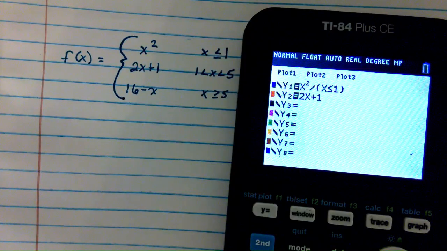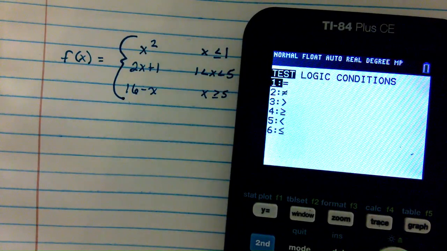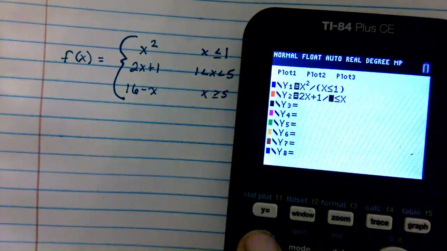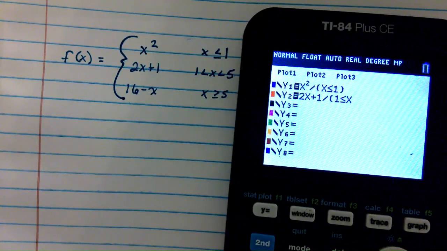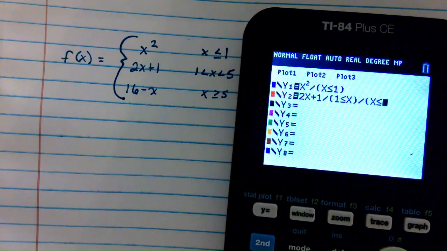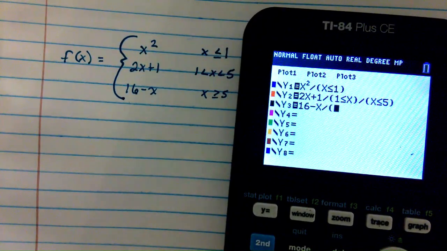And if you remember in my previous video, I said you have to type this in as two separate ones. So divided by 1 test. Now remember, I'm going to use menu number 6, not menu number 5, because I like it underlined. And then x, I forgot my parenthesis, divided by a second time and repeat. And then our bottom one is 16 minus x divided by x, parenthesis x, and that's number 4.